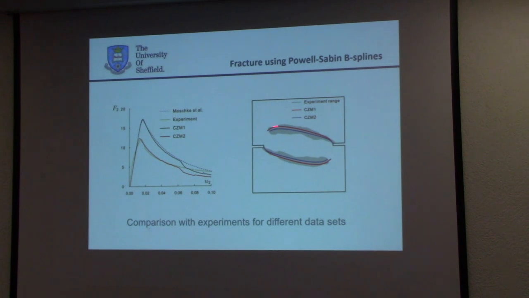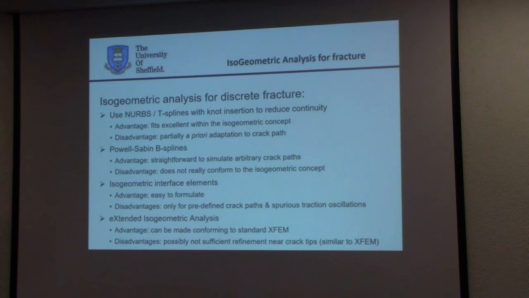Also the crack propagation paths are in agreement with the experimentally measured ones. So, in sum, isogeometric analysis has promise for discrete fracture. There are 4 potential approaches at the moment, each with its advantages and cons.